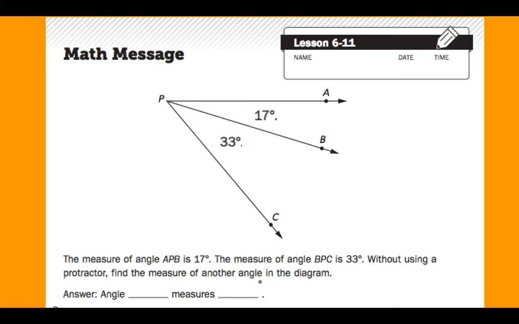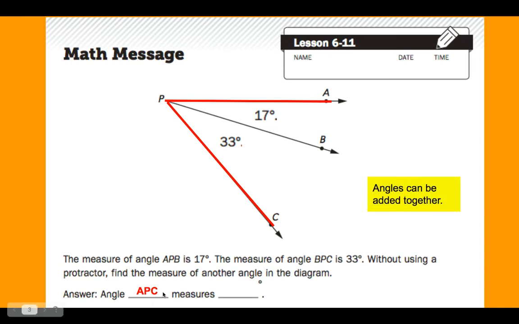All right, welcome back. So the other angle that we're talking about here is APC, because you have another, bigger angle, APC right here, that kind of combines the two smaller angles, right? So when we're combining things, we can add things together. So again, the new angle is APC. And yes, you can add angles together. So that's what we're going to do to find our new measurement.